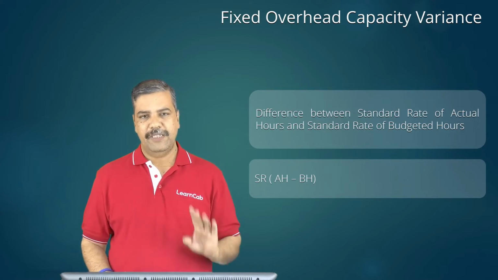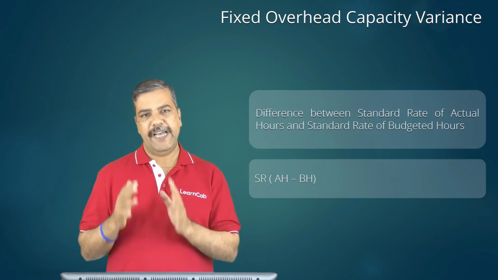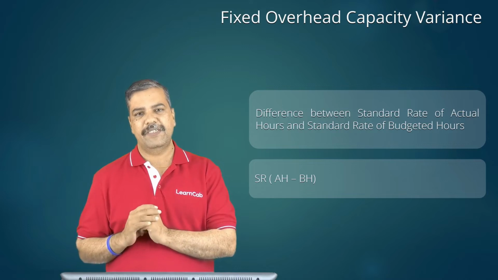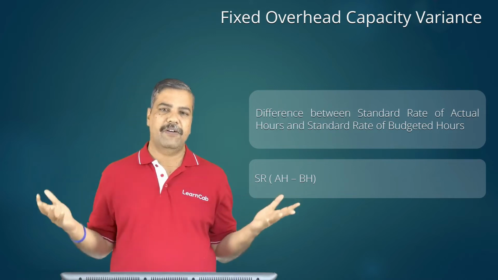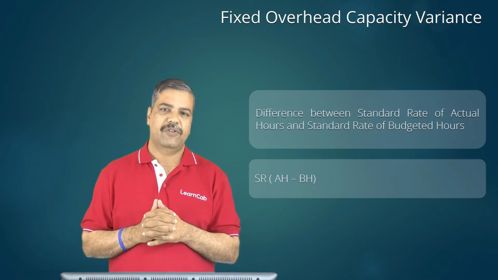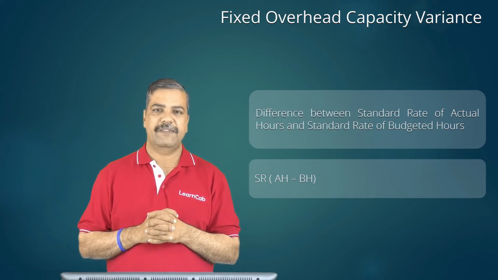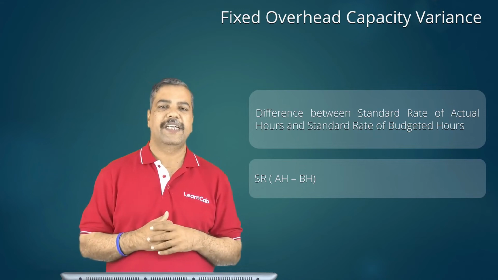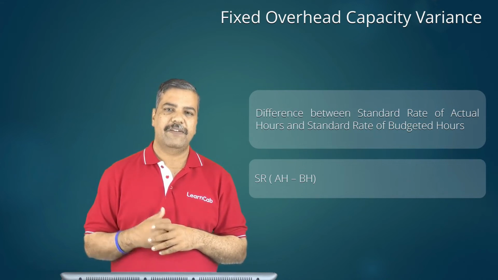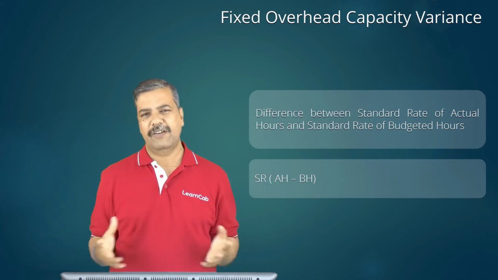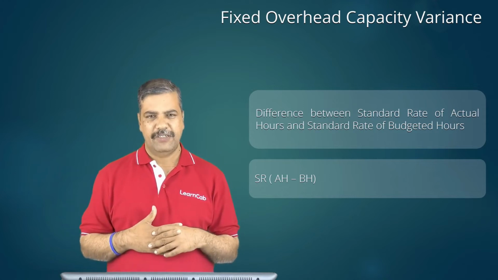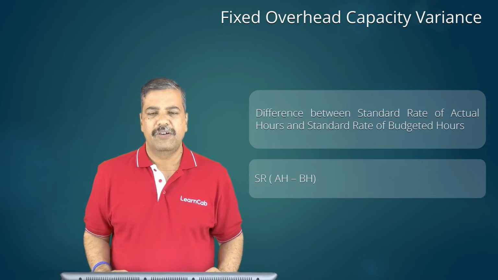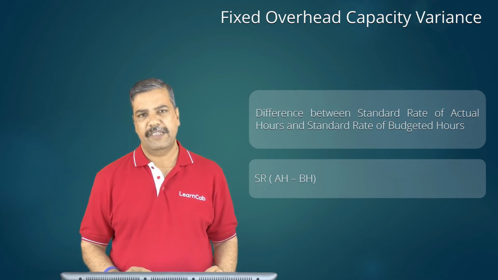Here also we are doing the same thing. SR we are taking, AH minus BH. BH is budgeted hours. What are your budgeted hours? That will already be available in the system for you. At the time of preparation of the budget itself, they will tell you that the plant is put into production for so many hours per day, in order to manufacture so many units. Those things are done in the basic costing itself. So standard rate, open the bracket, AH minus BH gives you the capacity variance. That's very important.